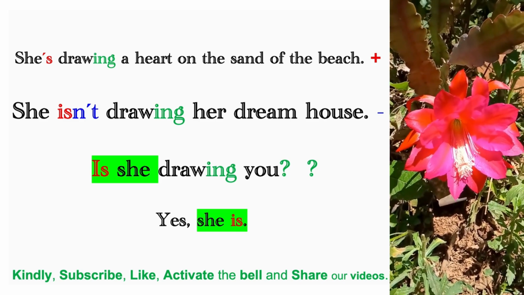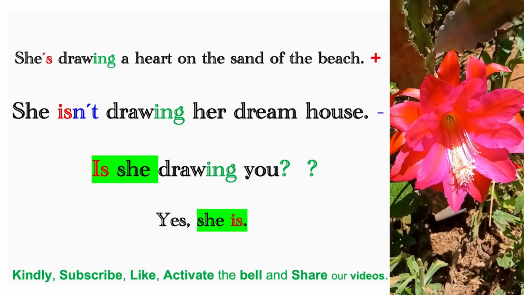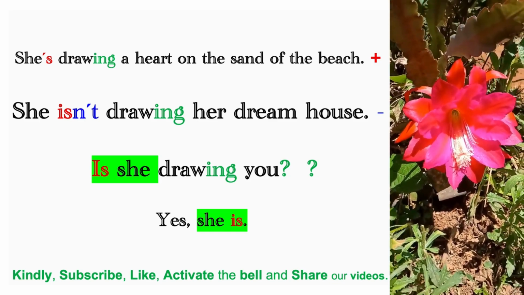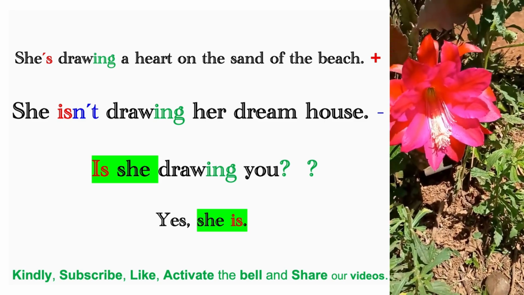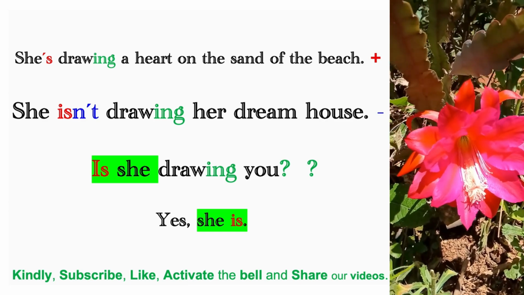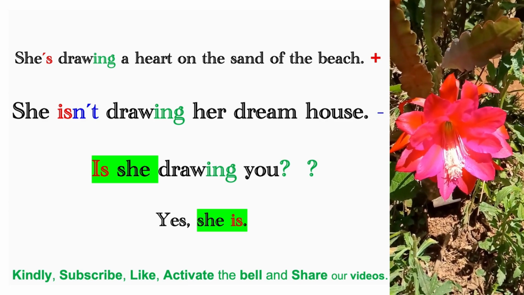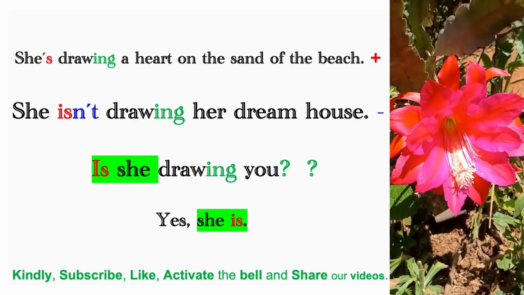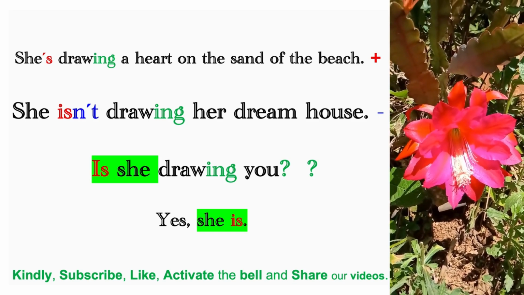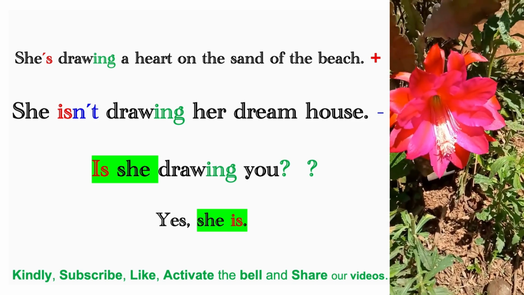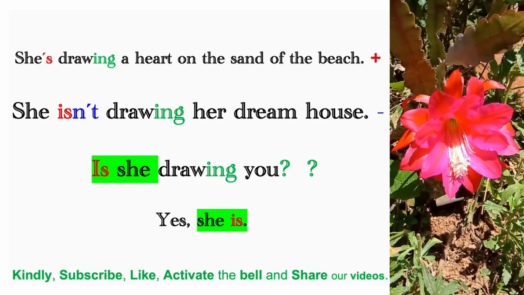Yes, she is. So if we ask you, are these sentences about now or about all the time? The answer is about now. The action is happening now. Why? How do we know? Because we have is and verb plus ing, present continuous. Present continuous means the action is happening now. The action is taking place now. The action is occurring now.